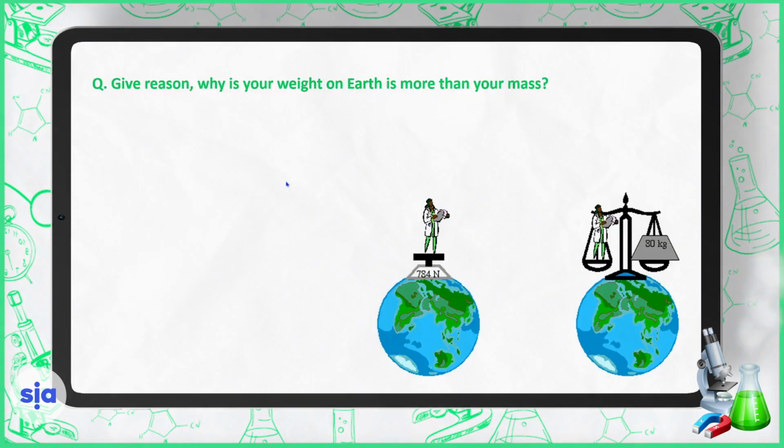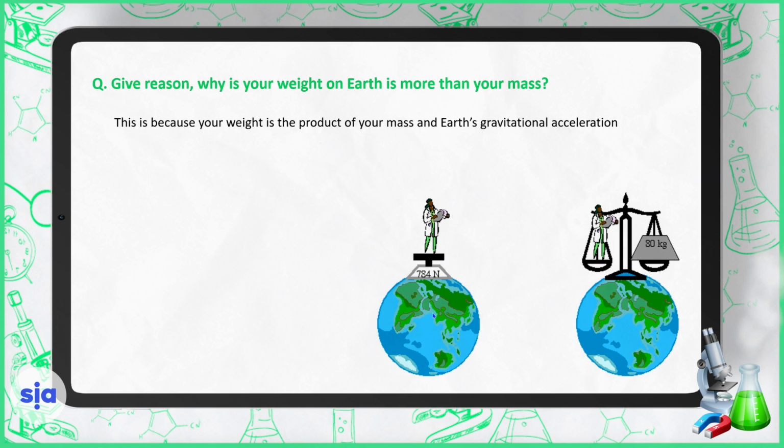Can you give a reason why your weight on Earth is more than your mass? Let's see together. Look at this picture. This man weighs 784 newtons on Earth, while his mass is 80 kilograms. Why is the weight more than his mass? Simply because weight is the product of mass and Earth's gravitational acceleration. They are not equal. Weight is more than mass.